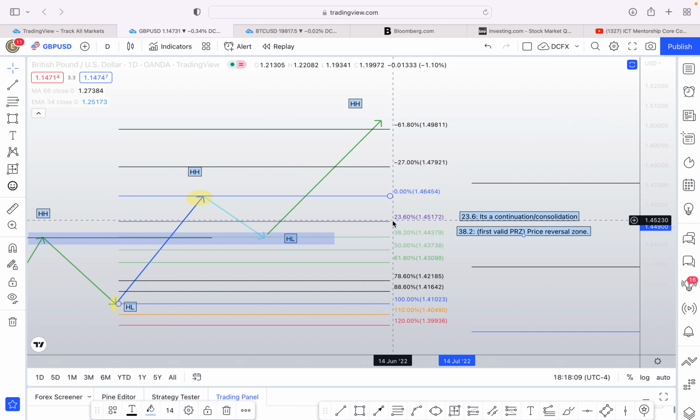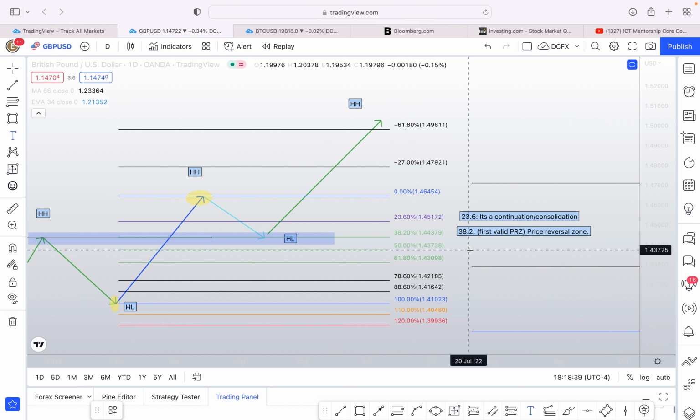But right now, don't count 23.6 as an area where the market's going to reverse, but more of an area where price is going to continue to push up or push down based off of where price is at currently. However, 30.2 is a PRZ, which means that this is a valid higher low. Okay, 50% is not. I'll write it down. Let's keep on going.